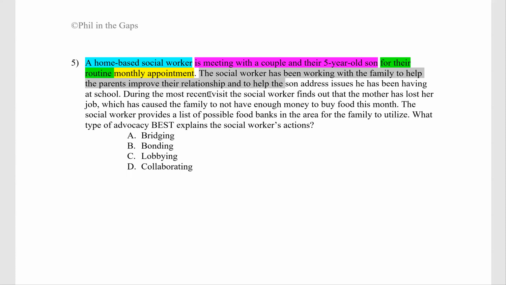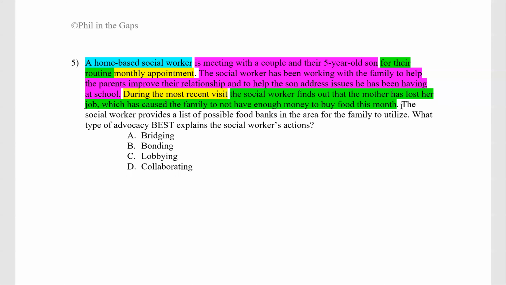The social worker has been working with the family to help the parents improve their relationship and to help the son address the issues he's been having at school. So that's the purpose for them engaging in services. During the most recent visit, the social worker finds out that the mother has lost her job, which has caused the family to not have enough money to buy food just this month.